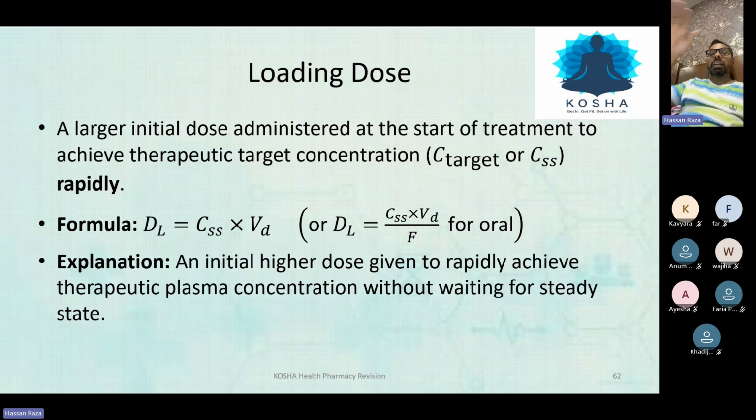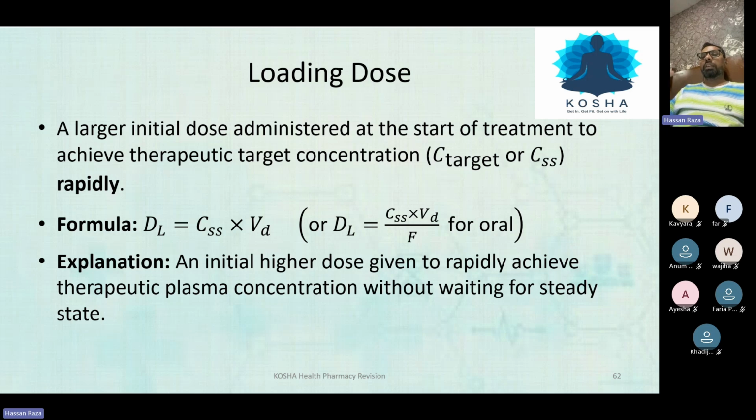Loading dose, whatever I have discussed in these slides, we have discussed it because we want to know the loading dose, we want to know the maintenance dose, and we want to know how much we have to adjust the drug. So this formula is also important. Loading dose depends on volume of distribution and steady state concentration. So if you have to calculate loading dose, you have to multiply the concentration you want to achieve with the volume of distribution. And one more thing, if a drug is administered orally, you have to divide it by bioavailability. And there are some drugs which are in salt form, so you have to divide by their salt factor as well.